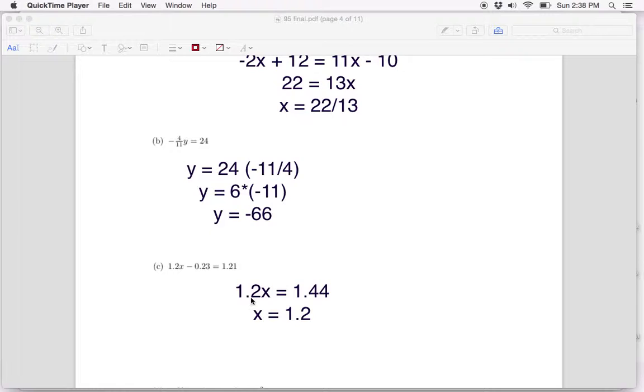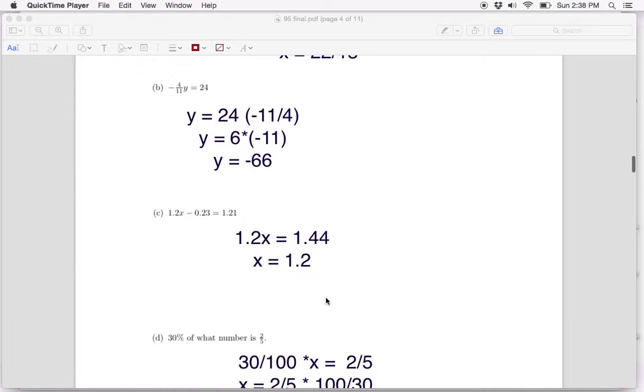Then I have 1.2 times x, so I'm going to divide by 1.2 on both sides, and I get x equals 1.2. That's kind of like 144 divided by 12 would give me 12, and then my decimal point is. And you can always check that by taking what you get here, that's your x, so 1.2 times 1.2, and make sure you come back to that.